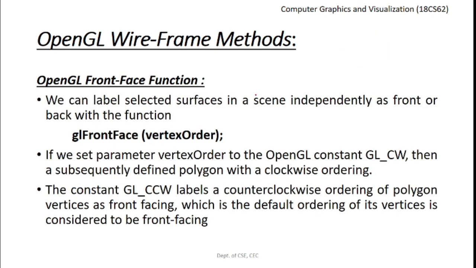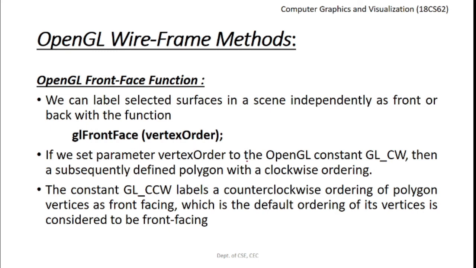Okay. And lastly, coming to the OpenGL front face function, we can label selected faces in a scene independently as the front or back with the function. By default, the vertices specified in the counterclockwise direction form the front face of a polygon. Now, if you want to explicitly change that, you have a function called GL front face. If you want to change the front face and back face of a polygon, you have a function called GL front face, and it accepts one parameter, which is the vertex order. Now, this parameter vertex order can have two values, either GL_CW or GL_CCW.